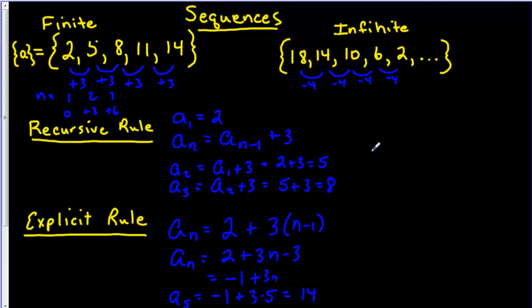I'm going to skip over the recursive rules. We're going to focus on that later. We really want our explicit rules. Again, here we've added 0 fours, subtracted 1 four, subtracted 2 fours, subtracted 3 fours. Like the last one, we have our starting amount, and the number of fours that we subtract will be the number of terms minus 1. Again, we could simplify that by distributing our negative 4 and combining like terms.